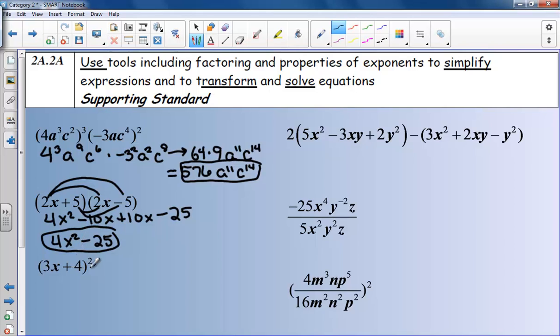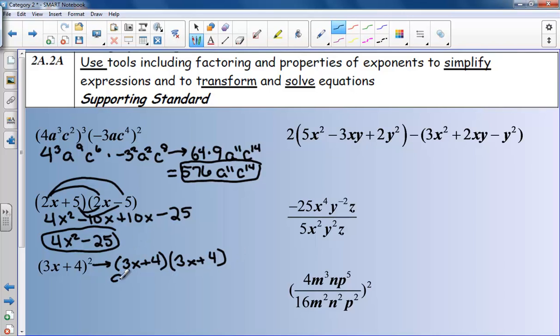3x plus 4 squared. Now please do not try to distribute this squared to each of these, because unlike the ones up here, where this was all multiplication inside, this was only one term, there are two terms here, which means you cannot distribute that too. So what this really is saying is 3x plus 4 times 3x plus 4. And then, just like the one above, we're going to FOIL out.